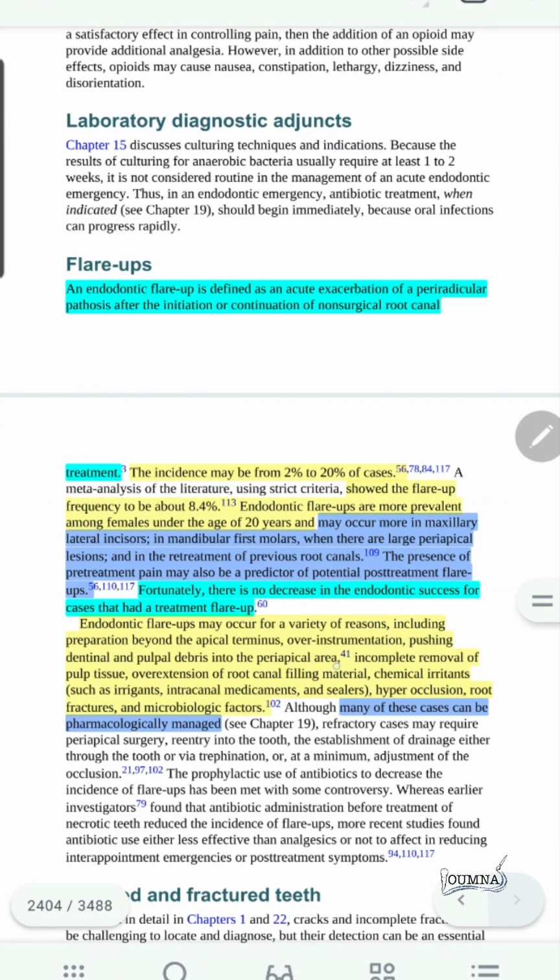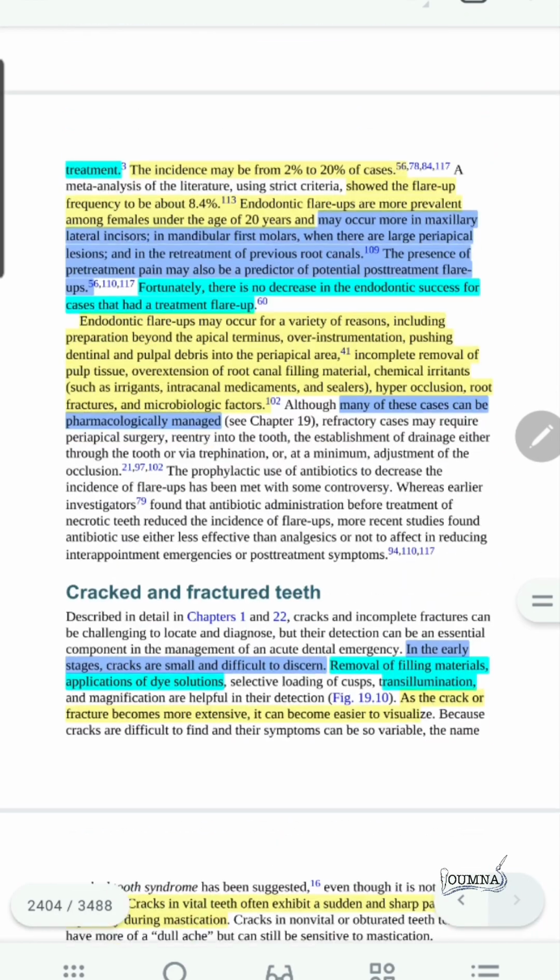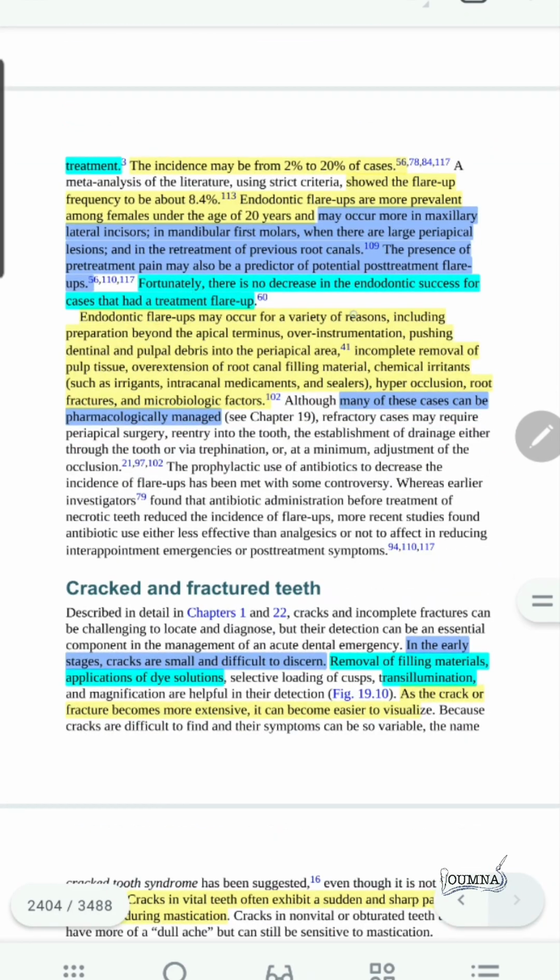Let's talk about the flare-up. The flare-up is defined as an acute exacerbation, acute symptoms that happen between the appointments, or after we finish the treatment. Fortunately, there is no decrease in the endodontic success for cases that had treatment flare-up.